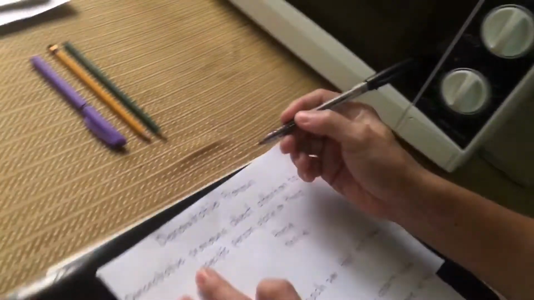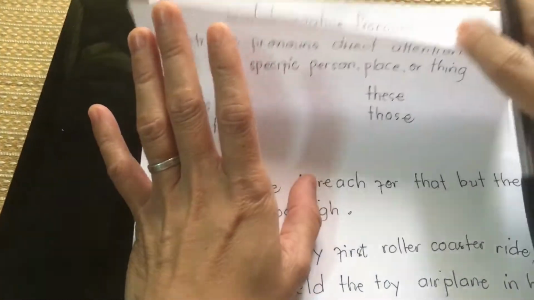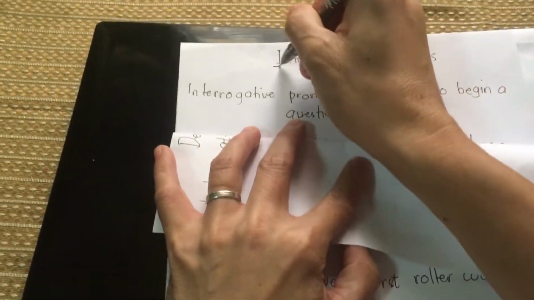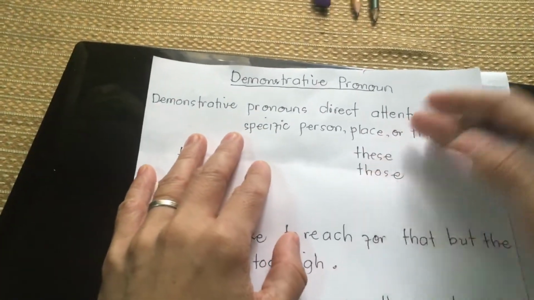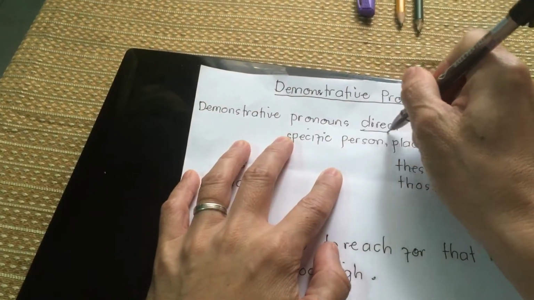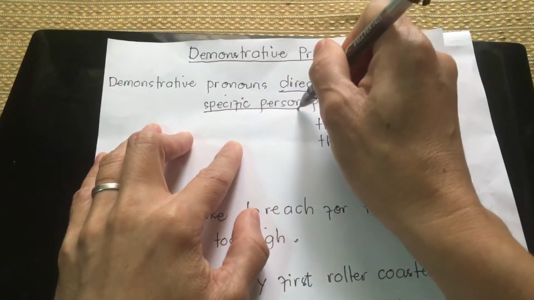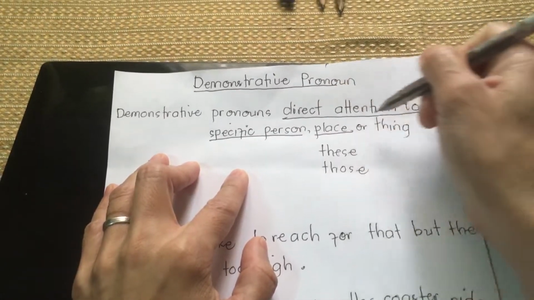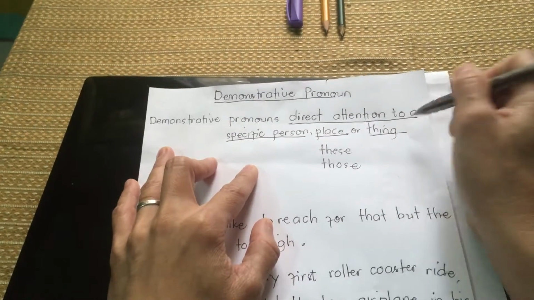Today in class, we're going to discuss demonstrative pronouns and interrogative pronouns. Talking about demonstrative pronouns, class, it refers to direct attention to a specific person, specific place, or thing. What are the examples of demonstrative pronouns?